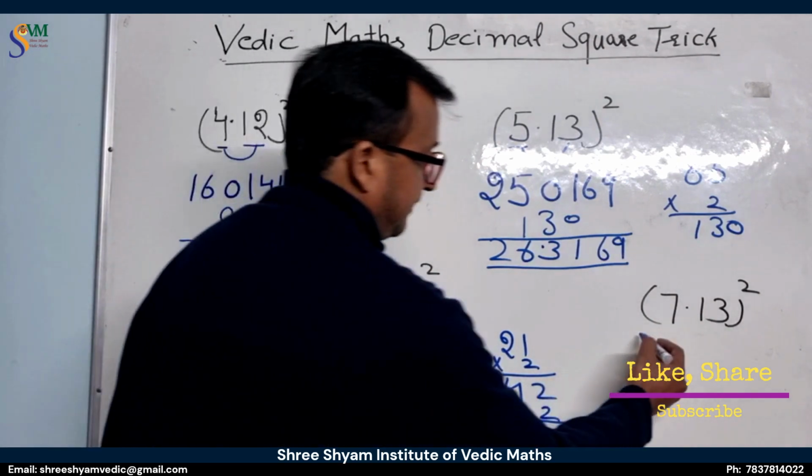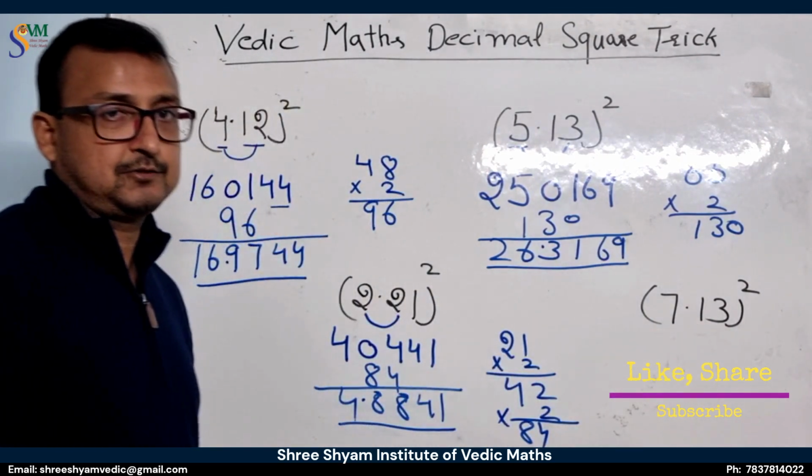Now, one question I am giving for you, 7.13 square. Please solve it and comment on it.